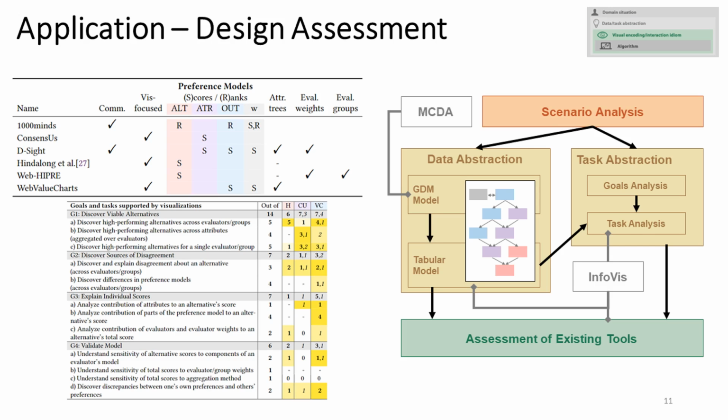An important application of our abstraction framework that we explore in our paper is the ability to assess visualization designs. We examined a number of existing preference visualization tools and prototypes. We were able to identify which preference model classes they were designed to support, and from there we assessed how well each one supported the analysis tasks related to those classes.